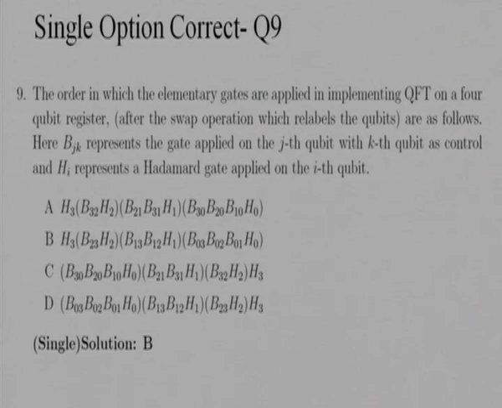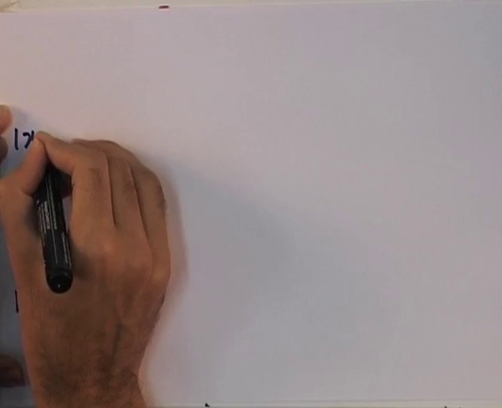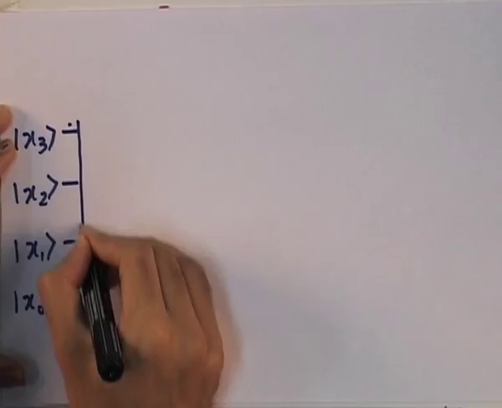Question 9 asks, the order in which the elementary gates are applied in implementing the quantum Fourier transform on a 4 qubit register, after the swap operation which relabels the qubits, are as follows. Here BJK represents a gate applied on the jth qubit with kth qubit as control, and Hi represents a Hadamard gate applied on the ith qubit. Let us first draw the circuit diagram for the quantum Fourier transform of a 4 qubit register. So let's call the 4 qubits x0, x1, x2, and x3.